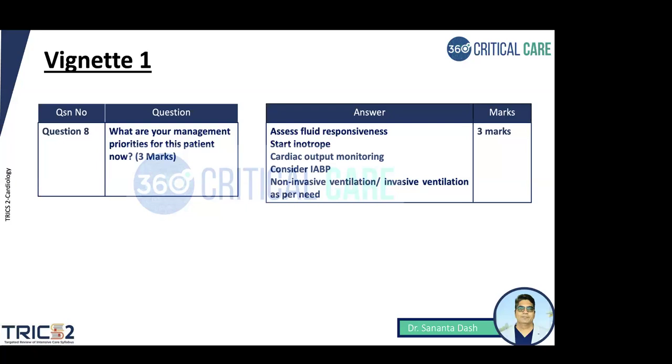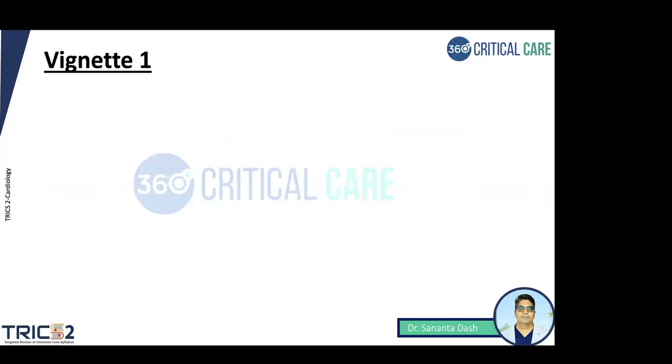Because the scenario is evolving, you have done the ABC part of it. You don't have to talk about general management. You have to talk about specific management in this case, which includes monitoring to start with, and then fluid assessment, inotropy, and assess devices after that. To help with the breathing and also to offload the left ventricle, you can use non-invasive ventilation if the patient has pulmonary edema associated with it.